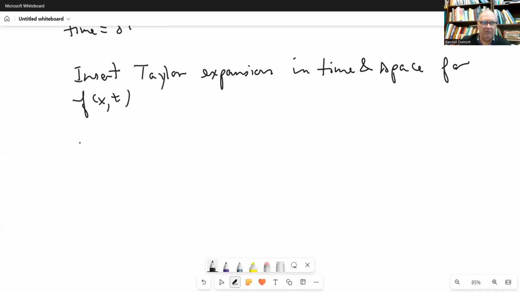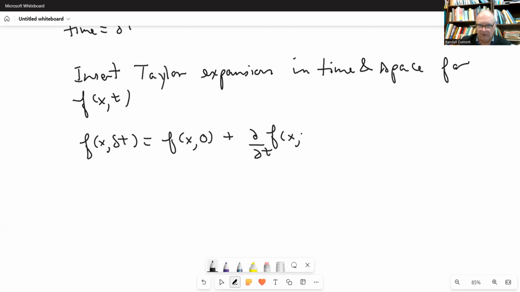So for example, we have f of x delta t, that will be equal to f of x 0 plus d by dt of f at x. This is with respect to time, but then I'm going to evaluate it at 0. So that's what that means. Take the derivative with respect to time and then evaluate it at 0. And then we have times delta t.